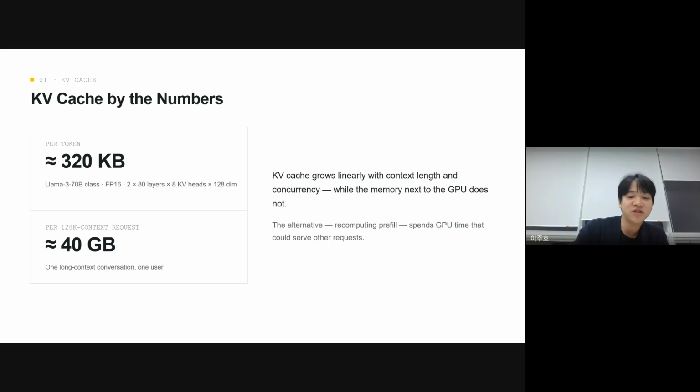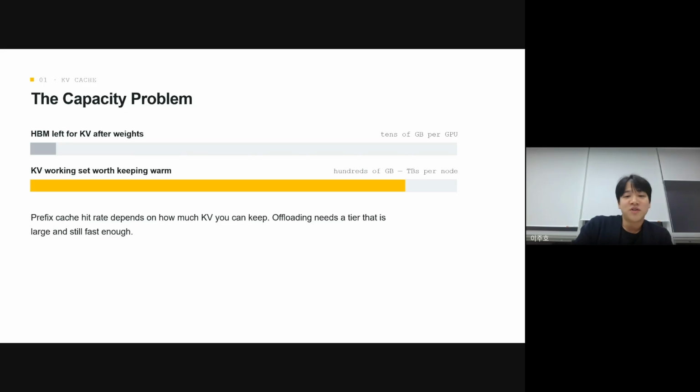And if we cannot reuse the KV cache, the GPU has to recompute the prefill, and it wastes GPU time that could serve other requests. So how much room do we actually have on HBM? After loading the model weights, HBM has only tens of gigabytes left for KV cache. But usually, the KV working set is hundreds of gigabytes, and prefix cache hit rate depends on how much KV cache we can keep. So maybe we need a memory tier that is large and fast, so we can reuse it properly.